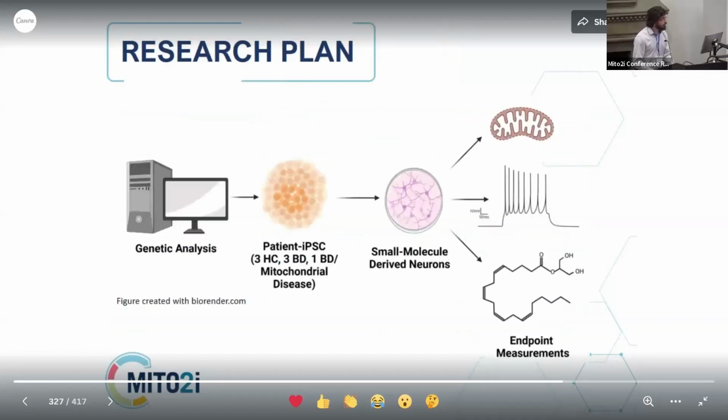So to do this, we're aiming to employ a number of approaches, starting with genetic analysis to look at how the endocannabinoid system is impacted in BD, moving on to using patient-derived iPSC lines, inducible pluripotent stem cells. I'm working with 3 healthy controls, 3 bipolar disorder samples, and 1 bipolar disorder sample with mitochondrial disease. Using these, I am developing neurons with small molecule protocols, and I aim to look at a number of different outcomes: mitochondrial, electrophysiological, and 2-arachidonyl glycerol activity.